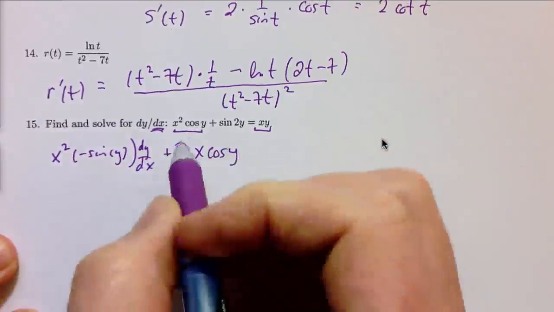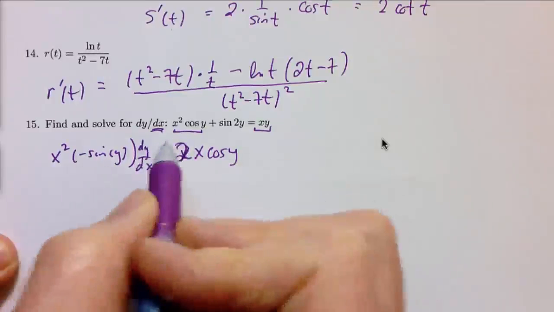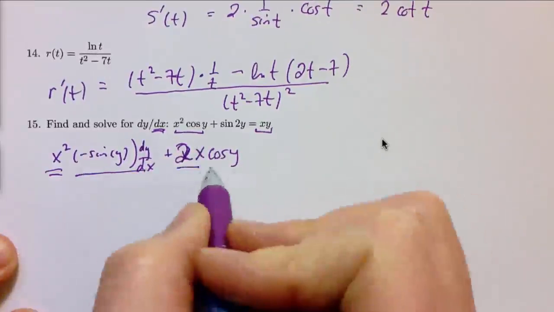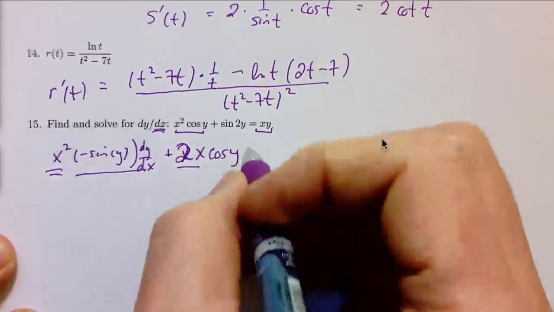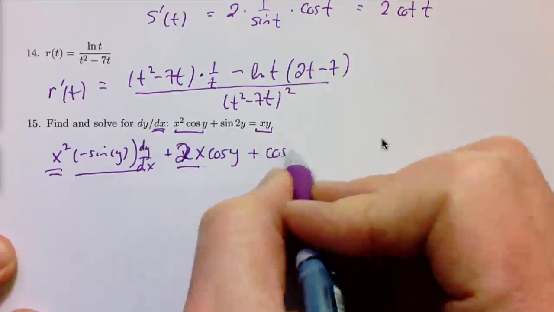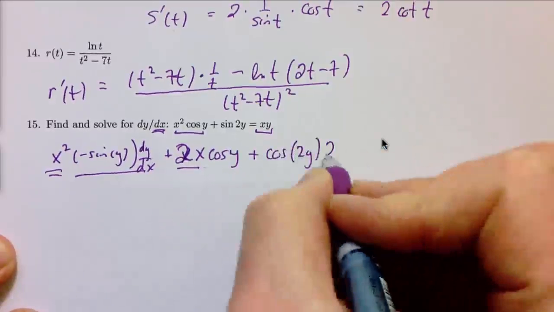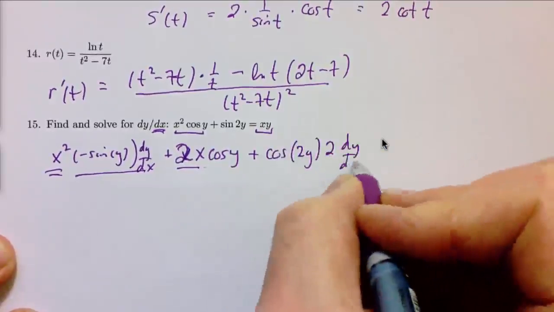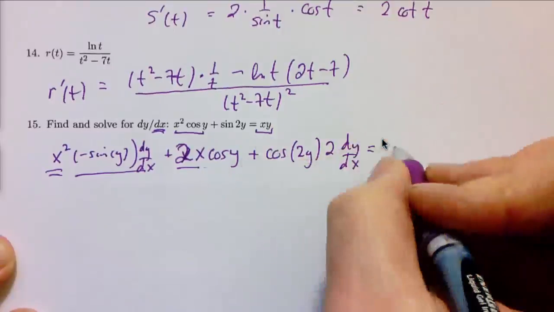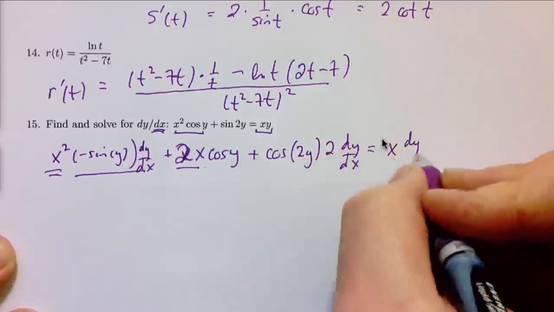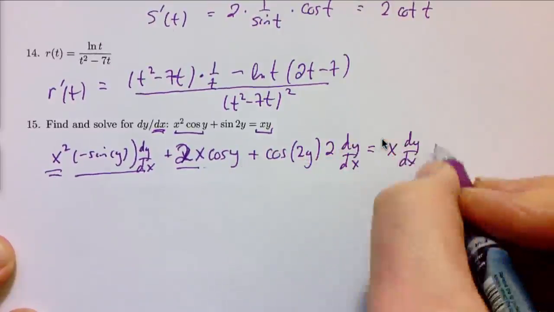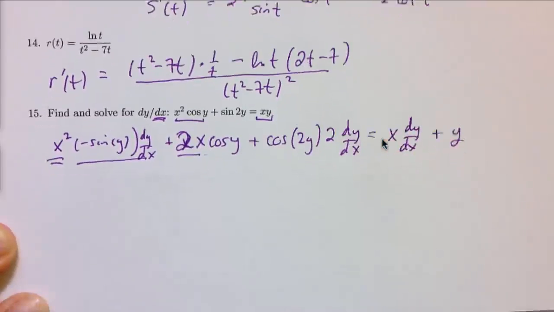I said that wrong. Here we're using the product rule, so we're going to leave the first alone, differentiate the second. Differentiate the first, leave the second alone. Derivative of sine 2y is cosine of 2y times the derivative of the inside, 2 dy dx. Okay. Similarly on the other side here, a product rule, x times the derivative of y, dy dx, plus leave the y alone times the derivative of x, which is 1, so we'll just leave the y.